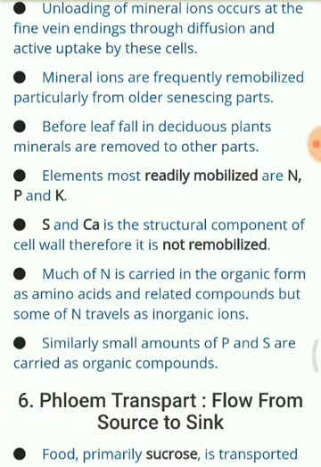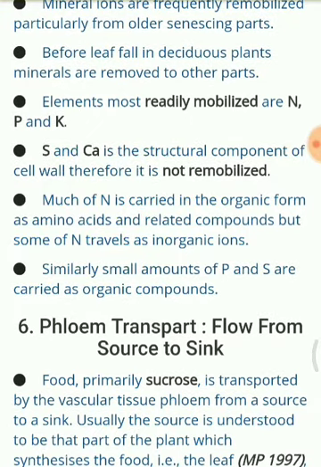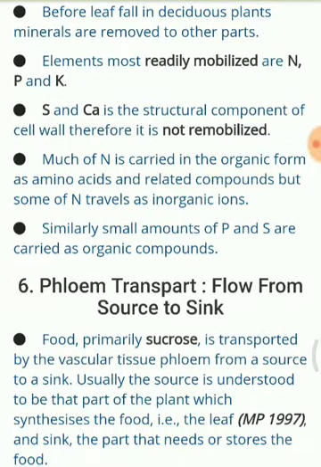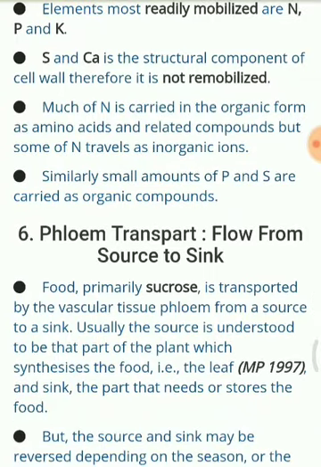Elements most readily mobilized are N, P, and K. S and Ca are in the structural composition of the cell wall, therefore they are not remobilized. Much of nitrogen is carried in organic form as amino acids and related compounds, but some of the N travels as inorganic ions. Similarly, small amounts of P and S are carried as organic compounds.